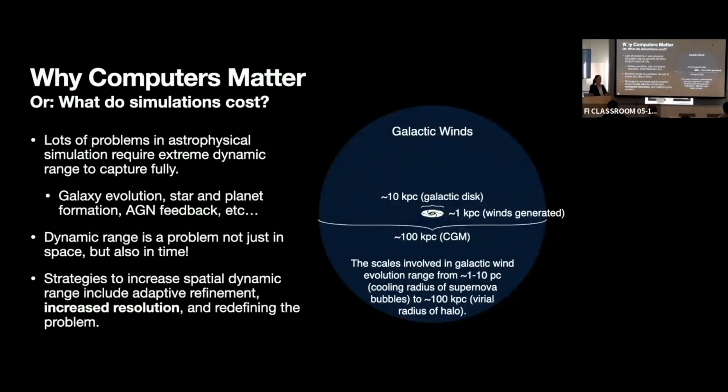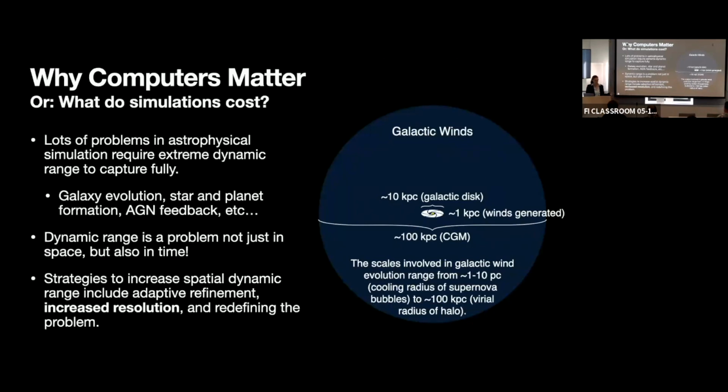You require sort of extreme dynamic range in order to fully capture the physics that's driving your problem. So galaxy evolution, I've been talking about outflows and star formation. Obviously, star and planet formation has this problem, AGN feedback, etc. I often frame this in terms of a problem of dynamic range, right? How many cells are required, et cetera.